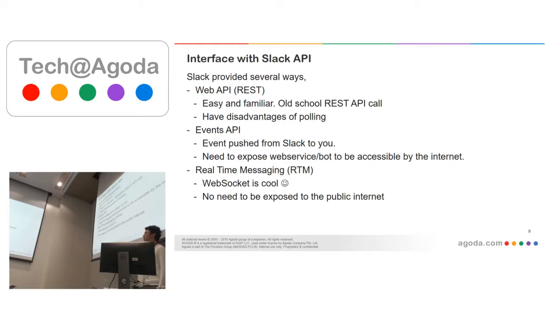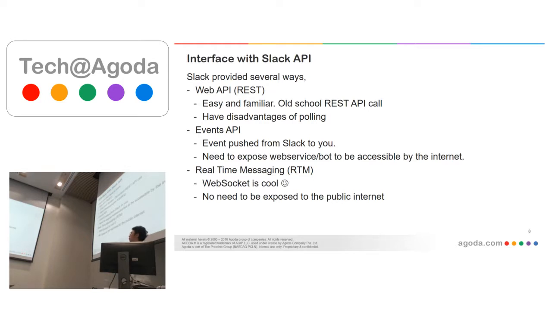A better way is the Events API, which is like a push notification. You define some endpoint on your server or your bot for Slack to reach you. When there's some message or event that you're interested in, you can subscribe to it, and Slack will send some message or a call to you. So it will push something to you. The downside is that if your server or the bot cannot be exposed to the public internet, then Slack cannot reach you. So this is one of the problems.